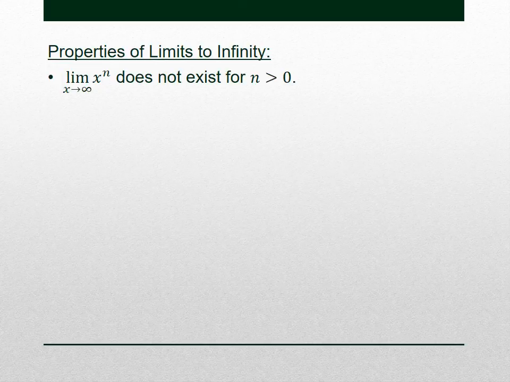And so here we have a property: as long as you're looking at an n that's greater than 0, the limit as x goes to infinity of x to the n never exists. It does not exist no matter what that n is, as long as n is greater than 0. So x to the 4, 4 is greater than 0, so that limit would not exist.